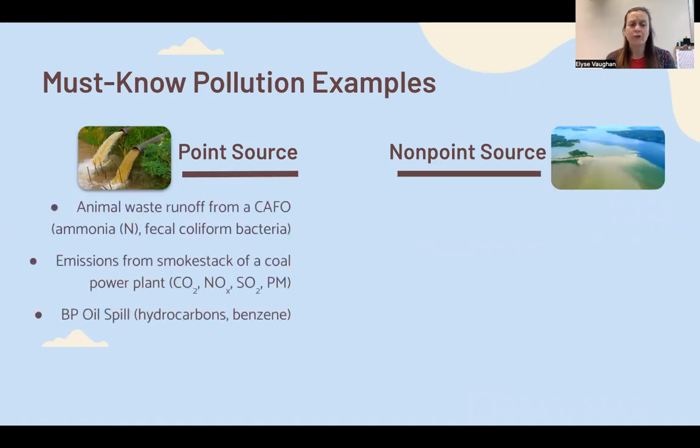So when we think about point sources, we talk about aquatic pollution. We could be talking about animal waste runoff from a concentrated animal feeding operation or a CAFO. This would add things like ammonia or other nitrogen sources, fecal coliform bacteria, which can transmit diseases. If we go back to our atmospheric pollution, this would be things like emissions from the smokestack of a coal power plant. So things like carbon dioxide, carbon monoxide, nitrogen oxides, sulfur dioxide, or particulate matter. Or this could be an oil spill, like the BP oil spill that adds hydrocarbons and benzene to the water, but it's coming from one particular point source.